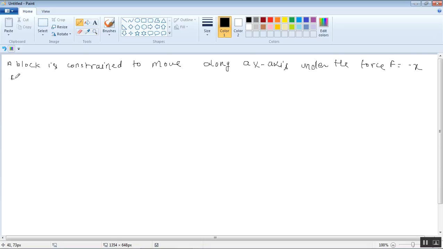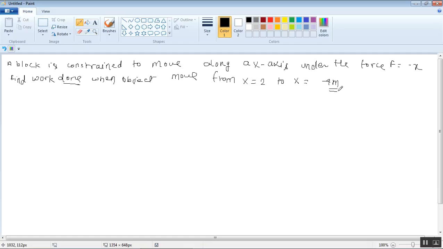Find work done when the object moves from x is equal to 2 to x is equal to minus 4 meter. We have to find work done in this scenario.